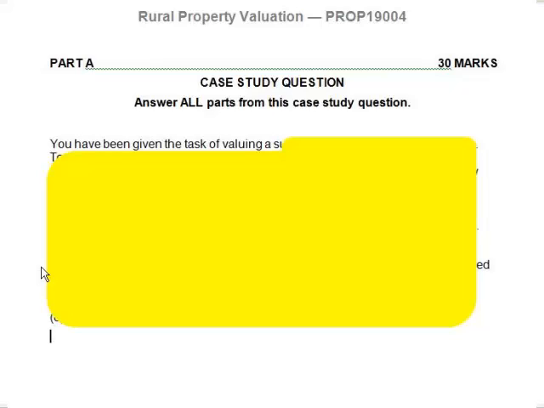So all aspects of the doings of rural valuation, from a strategy point of view or a practical point of view, will be looked at in the case study. And you can see that that is a fairly substantial part of the paper. The second part of the paper consists of a series of short essay questions.